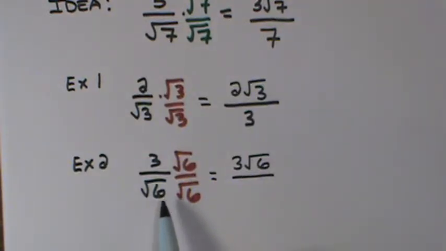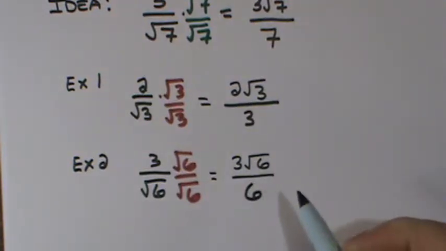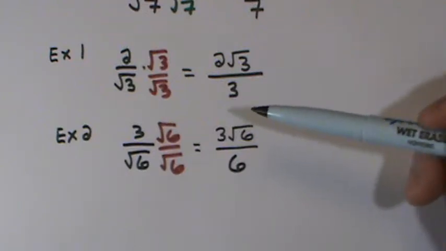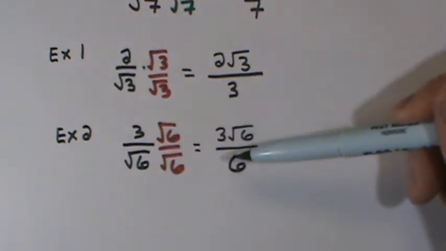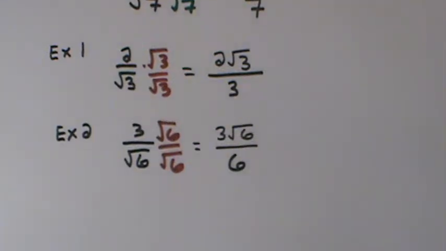Downstairs, a rad 6 times a rad 6 is a 6 squared, so you just bring it right out from underneath the radical and it becomes a regular 6. Now for this second example, I'm not done because now I'm looking at that opportunity where I have a free 3 and a free 6. I'll be able to reduce those.